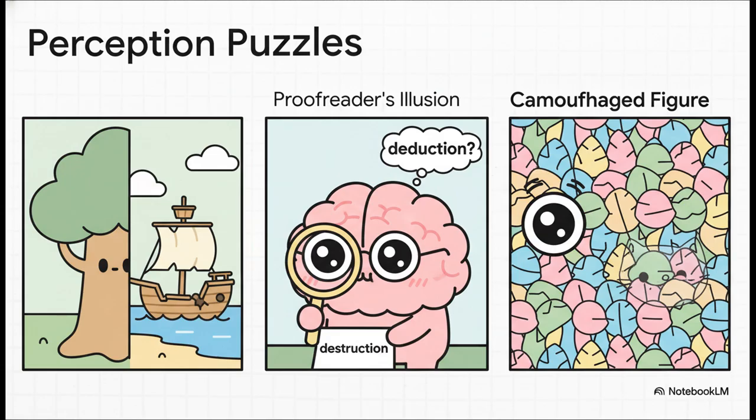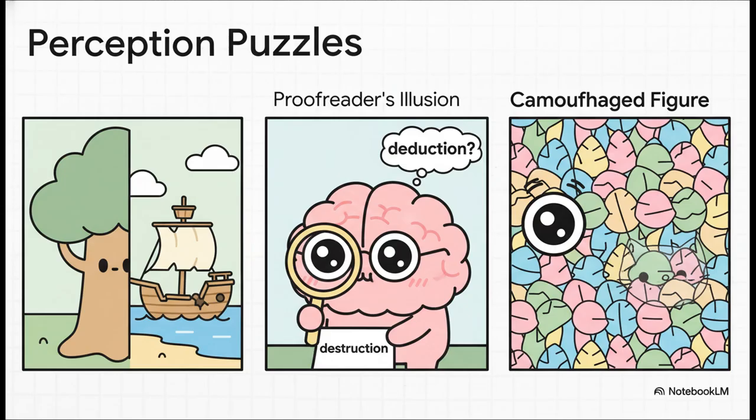Okay, first, picture seeing a ship's mast behind a forest. At first, it just looks like a tree. All your memories of masts? Useless. Then suddenly, pop, the whole scene just reorganizes itself in your brain, and you can't see it as anything but a mast. Or what about the proofreader's illusion? Your brain is so focused on the meaning of the sentence that you literally see the word deduction when destruction is what's on the page.